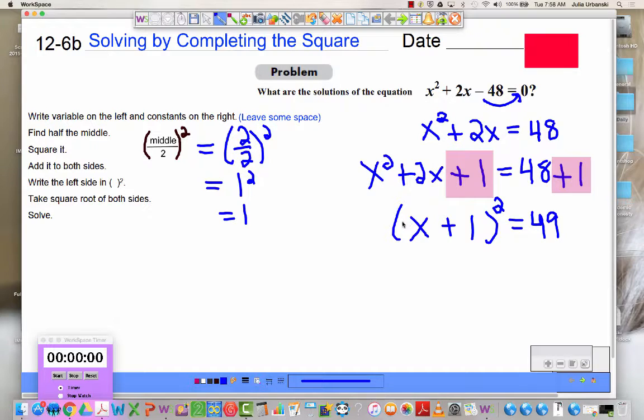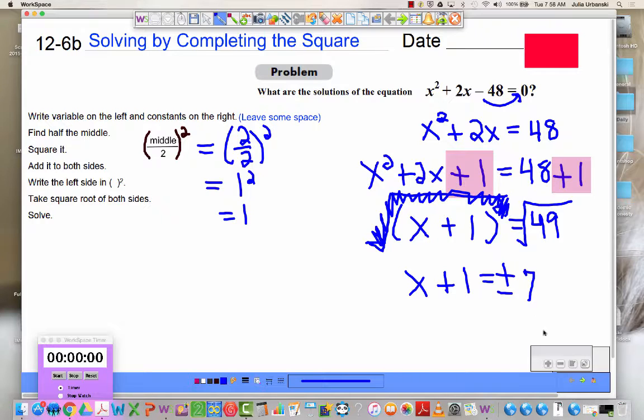And now you don't have x by itself. x is stuck inside the parentheses. So how do I get rid of the square? Square root. The opposite of square is the square root. This part is the easy part now. The square root and the square cancel each other out, and you're left with x plus 1 equals 2 numbers. What 2 numbers right here? 7 and negative 7. Good.